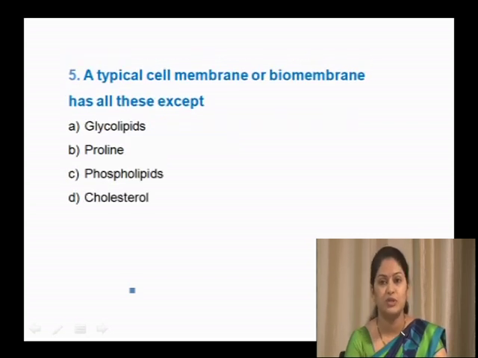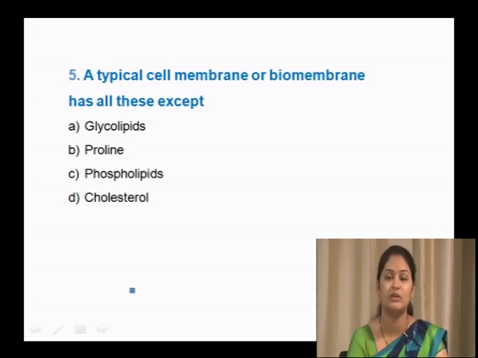Moving on to the fifth question. A typical cell membrane or biomembrane has all these except. So the question wants us to understand the chemical nature of the plasma membrane, as according to Singer and Nicholson, who proposed fluid mosaic model.